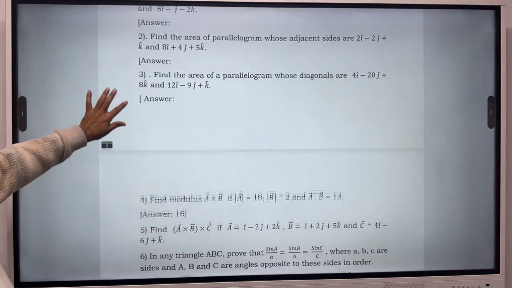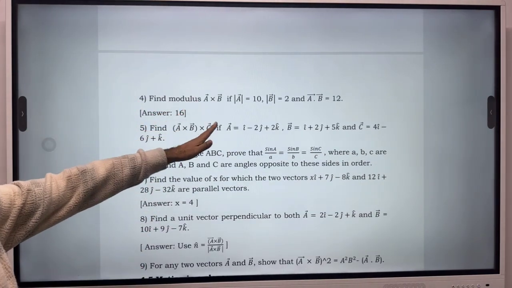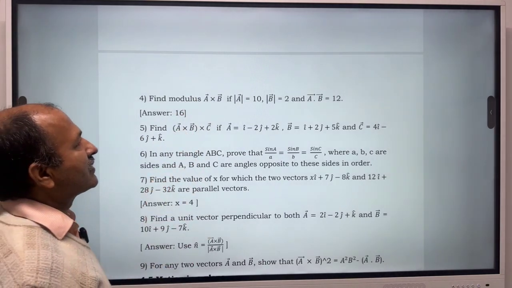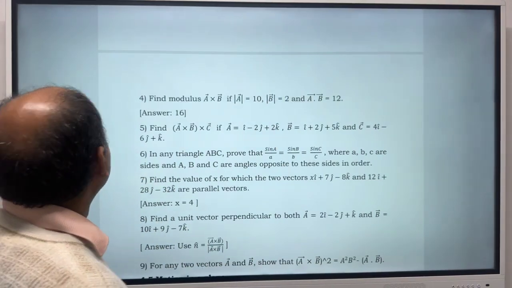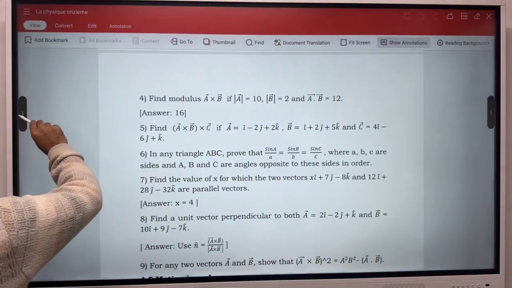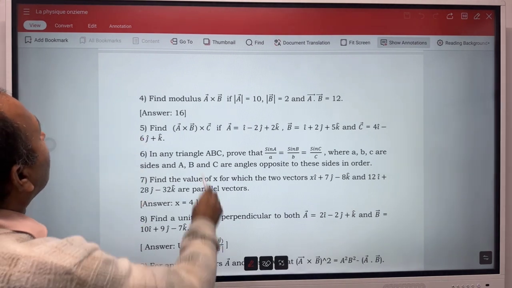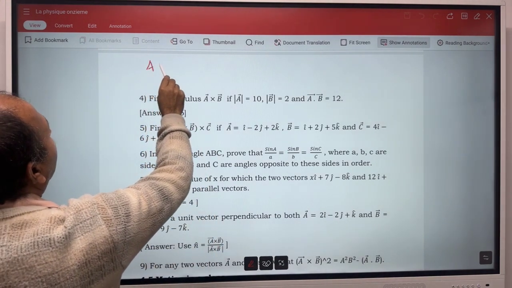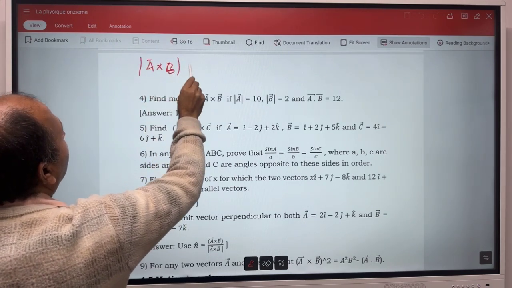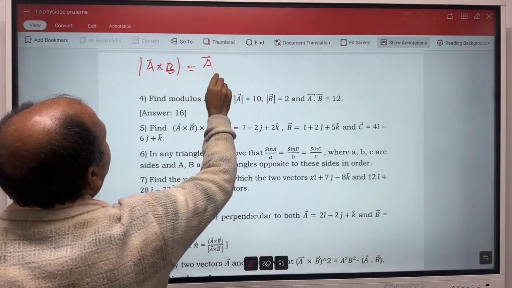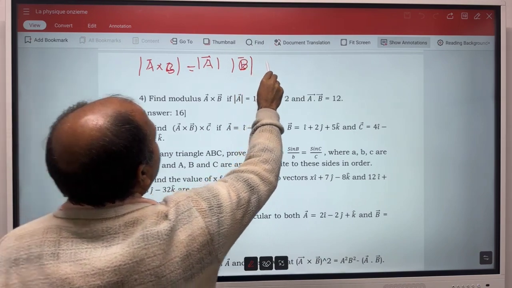Now let's go to next question. Find modulus value of A cross B if modulus A is given as 10, modulus B is given as 2 and A dot B is given as 12. Can you think? Here, if you remember, modulus of A cross B will be modulus A, modulus B, and then sine theta.